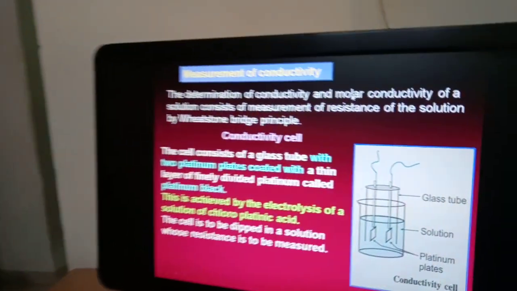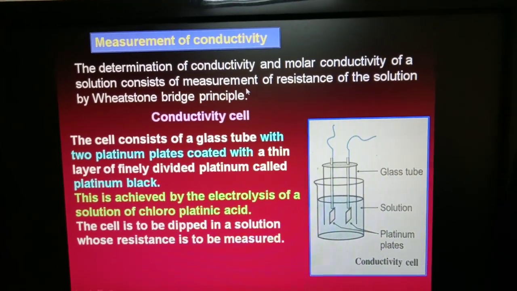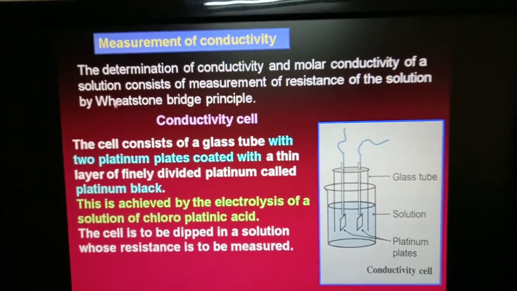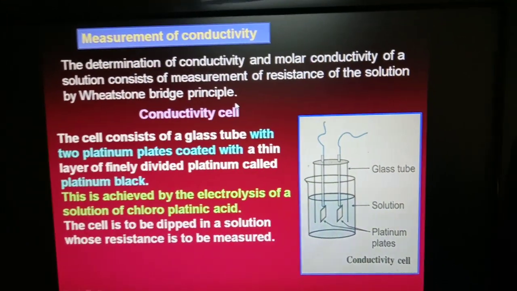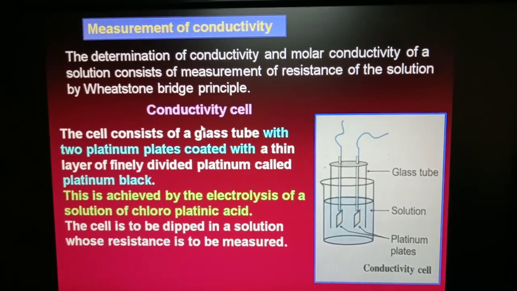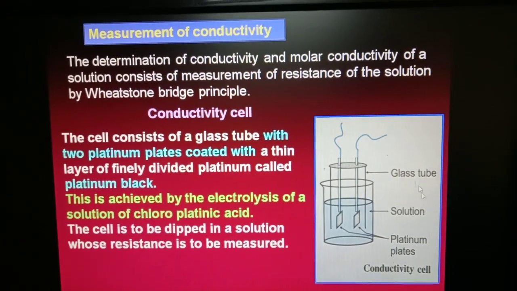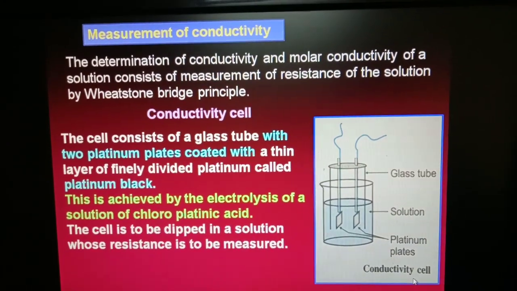We shift to the next point now, that is measurement of conductivity. In order to measure conductivity and molar conductivity of the given solution, we require to apply the Wheatstone bridge principle. We also need a conductivity cell. So first let us see what is a conductivity cell. To the right we find the figure of the conductivity cell.